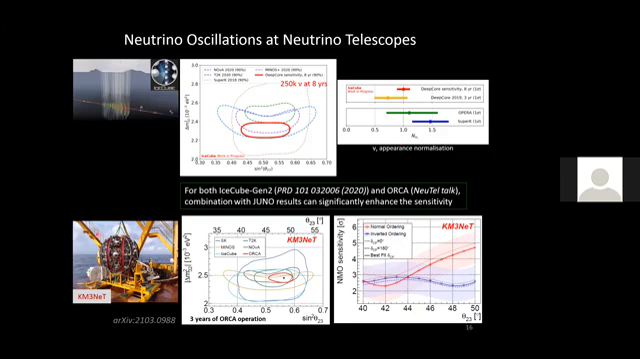For another telescope, ORCA, its sensitivity study shows that with 3 years of operation, it has competitive oscillation parameter measurements and possibly a 2.5 to 5 sigma determination of neutrino mass ordering in 3 years. I have to point out that some recent studies show that for both IceCube Gen2 and ORCA, the combination with JUNO results can significantly increase the mass ordering sensitivity.